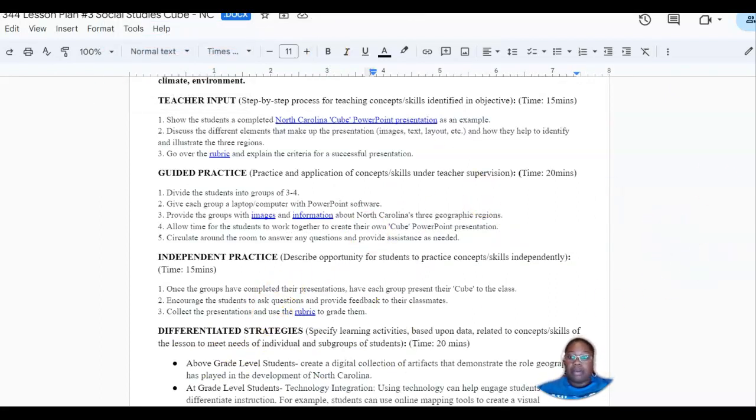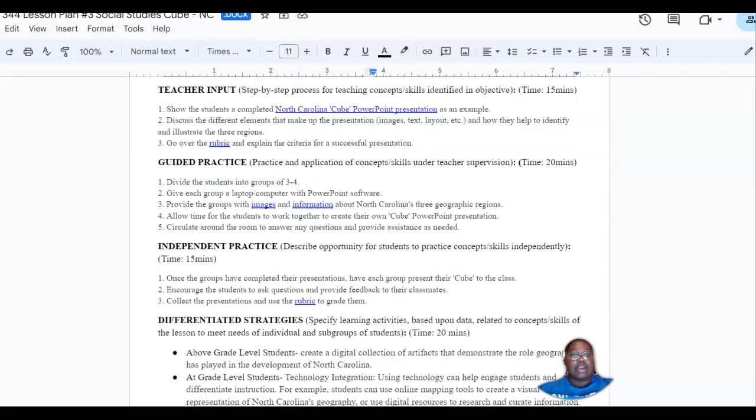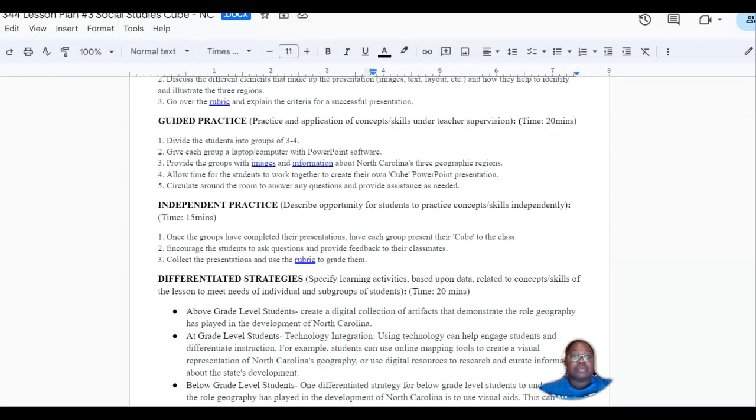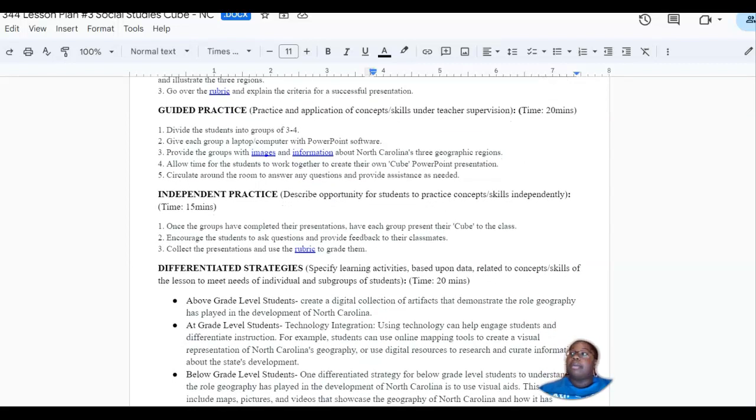Next, I'm going to have someone in each group that shows the time. They're going to keep up with the time. So each group will have time to work on their PowerPoint presentation. And while they're doing that, I'm going to be walking around just assessing to make sure everyone is doing what they're supposed to do and answering any questions they may have.